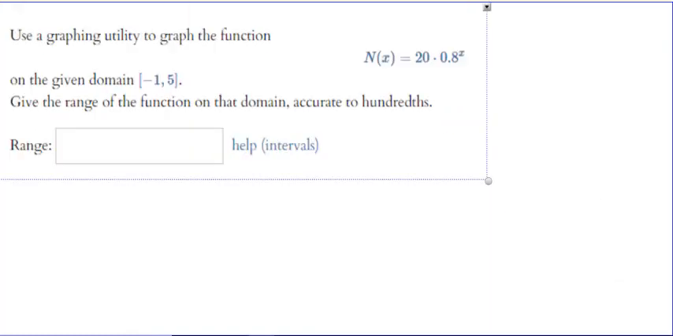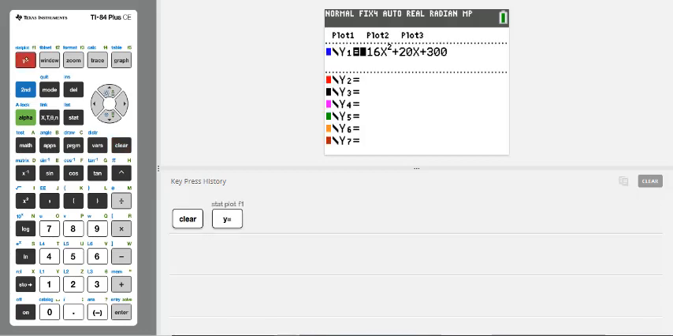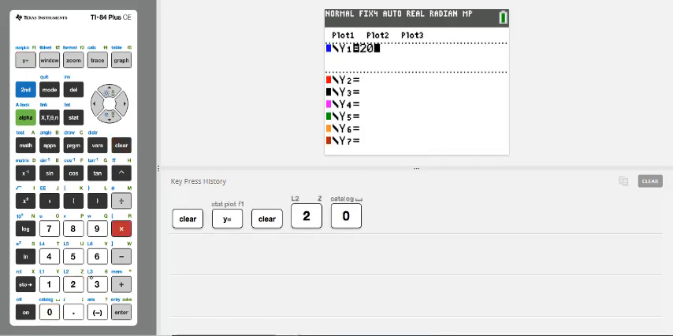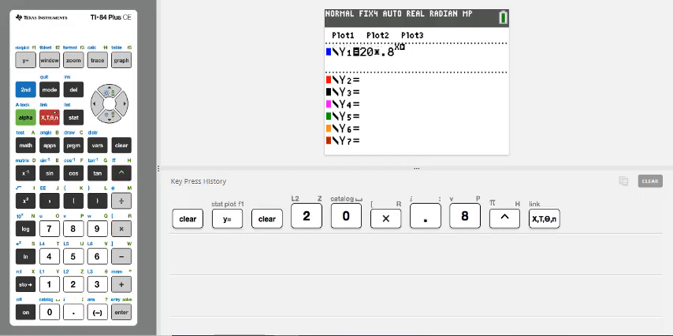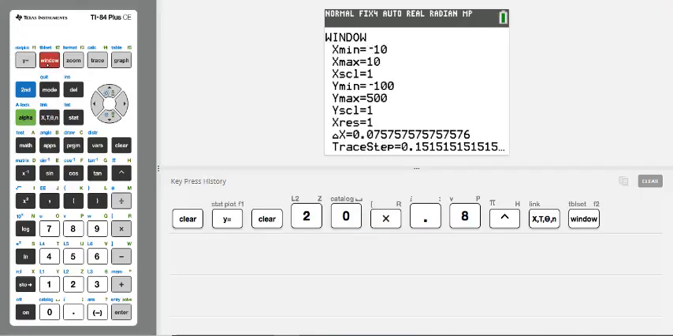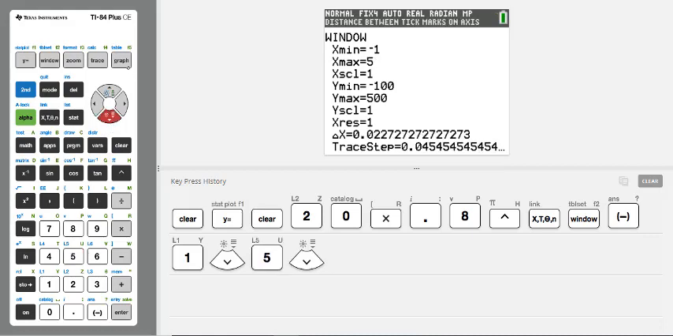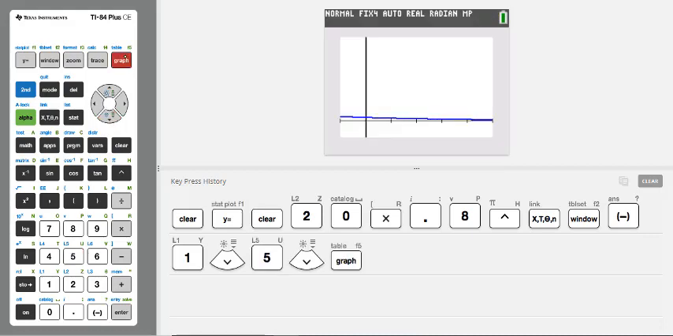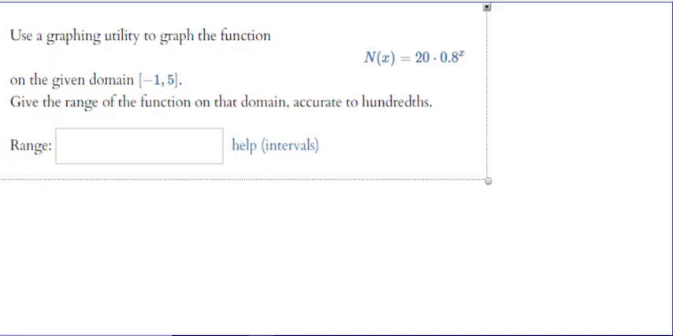All right, using the graphing utility, we're going to graph this on the domain of -1 to 5. So clear that, 20 times 0.8 raised to the x. Make sure that's it, from -1 to 5. So I'm going to hit my window, -1 to 5, and graph it. Now, let's go back and look. Give the range of the function on the domain accurate to 100. Put it in as an interval.